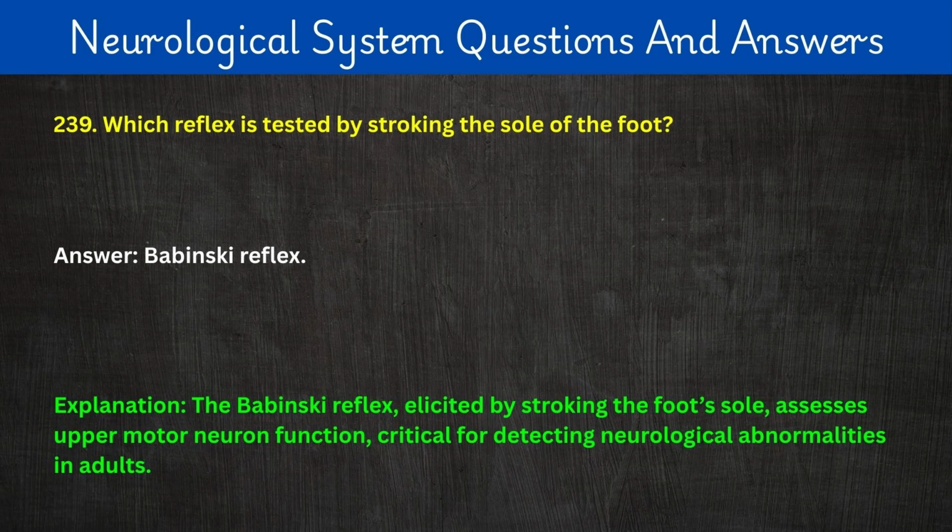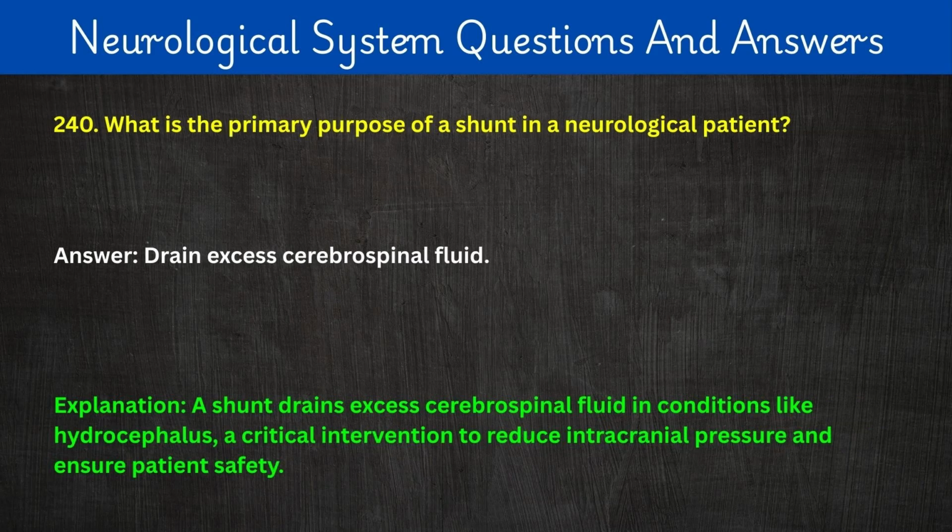Answer: Babinski reflex. Explanation: the Babinski reflex, elicited by stroking the foot sole, assesses upper motor neuron function, critical for detecting neurological abnormalities in adults. 240. What is the primary purpose of a shunt in a neurological patient? Answer: drain excess cerebrospinal fluid. Explanation: a shunt drains excess cerebrospinal fluid in conditions like hydrocephalus, a critical intervention to reduce intracranial pressure and ensure patient safety.